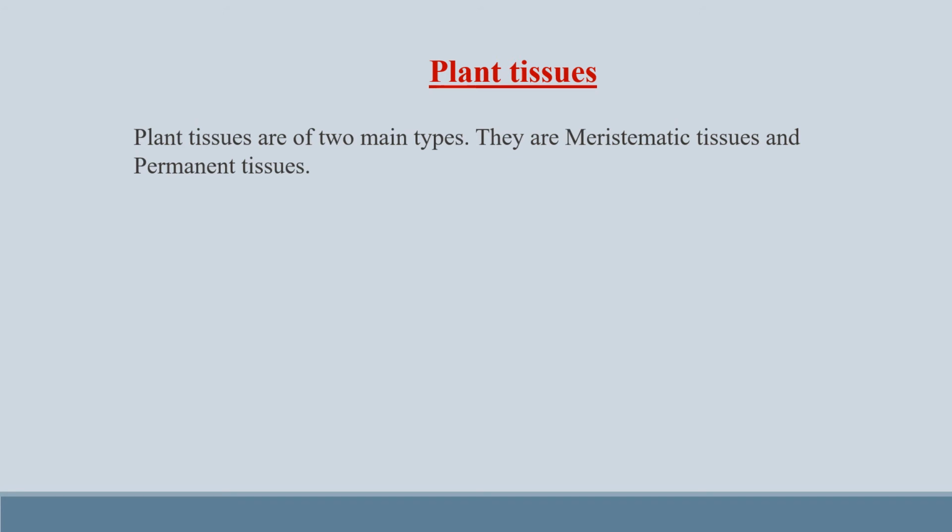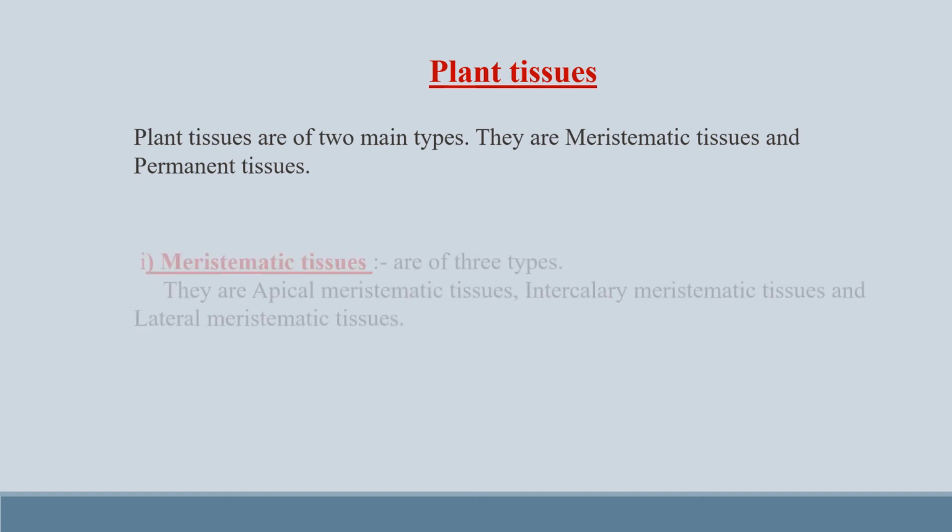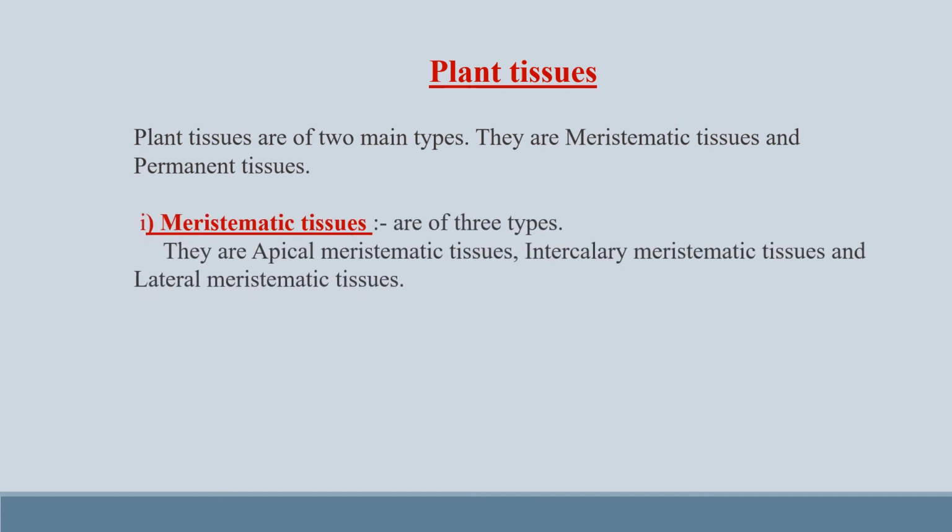Plant tissues are present in the plants. They perform specific functions. There are different types of plant tissues. Mainly, we can divide plant tissue into two types. First is the meristematic tissue, second is permanent tissue. Meristematic tissue means the tissue which has the capacity to divide throughout life.